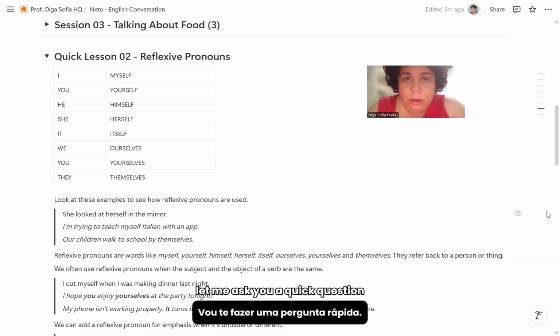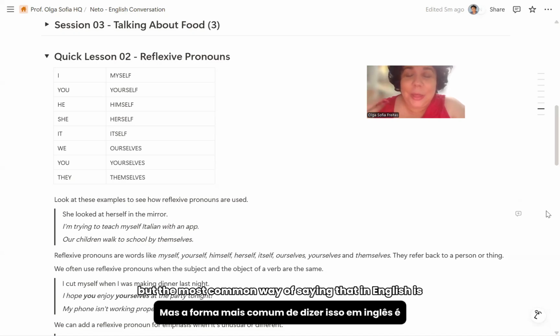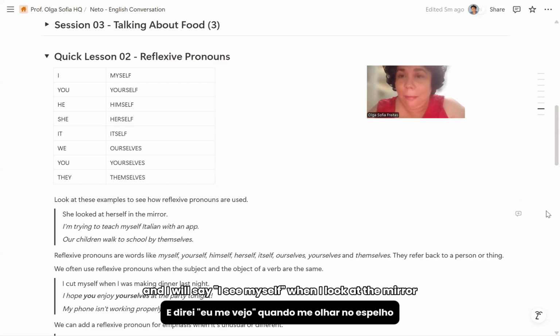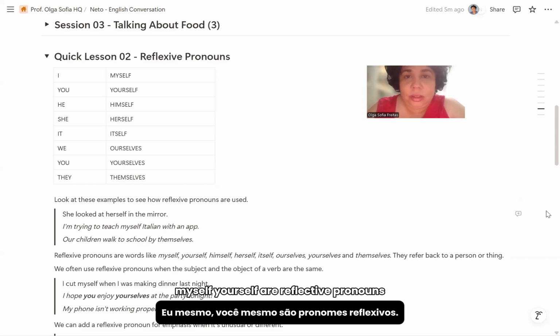Let me ask you a quick question. If you look at the mirror, who do you see? You could say, I see me. But the most common way of saying that in English is, I see myself. So say, look at yourself in the mirror, and I would say, I see myself when I look at the mirror. Myself, yourself are reflexive pronouns.